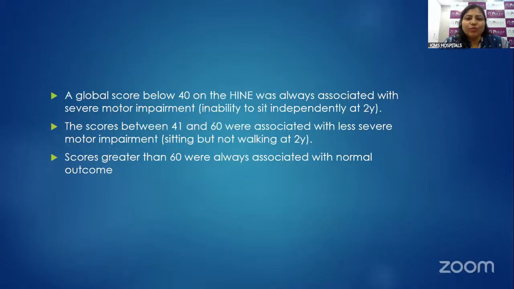So a global score below 40 on the HINE was always associated with severe motor impairment at 2 years of age. Basically, what we say is that for children who can sit between 0 and 2 years of age, the chances of walking are higher. All these correlations came from the HINE scoring and the GMFCS level. So it's very nice to learn about the HINE and GMFCS, and what they explain.